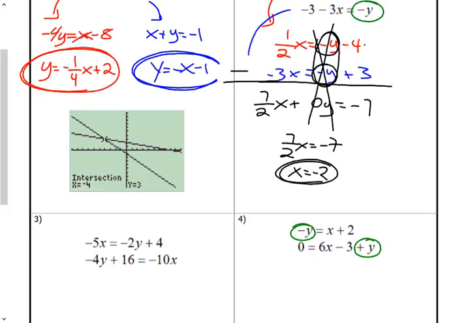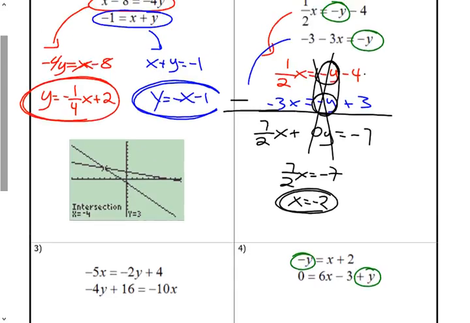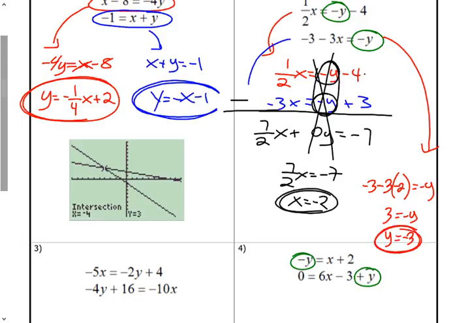Okay, now I got to take that and plug it back in, and I'm actually going to use this equation right here, and I'm not going to write this out. -3 minus 3 times -2 is -y. So -3 plus 6, so and there's my y value. Again, it's what you're comfortable with.